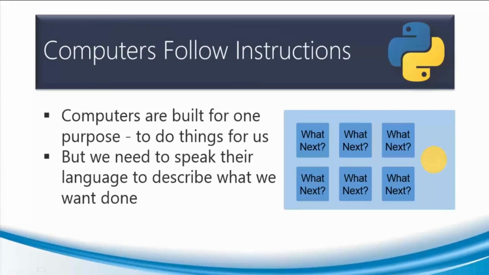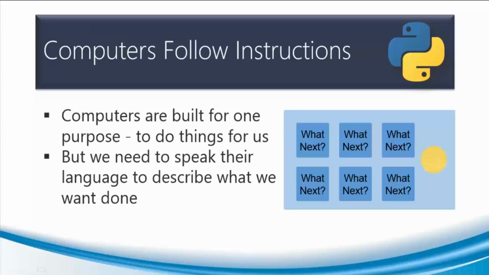Computers follow instructions. Computers are simply machines that are built for one purpose only, and that is to do things for us. But the computer itself does not really know what to do. We need to tell the computer, and we need to speak its language to describe what needs to be done. For example, if I click somewhere on the screen here, the computer is going to execute my command, that is, the click of a mouse button, and then wait for my next command. Otherwise, if I do not send a command to the computer, nothing's going to happen. Essentially, all computers do is follow instructions from humans.